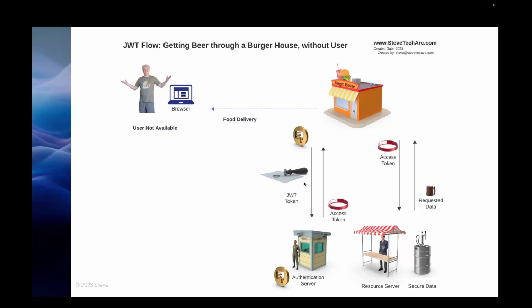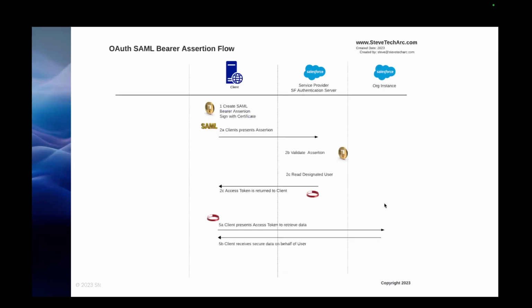It could be encrypted, a little overkill. There's nothing in the contents that has to be encrypted. The typical thing is just to sign it. Then the burger house can pass in the access token and get to the resource server.